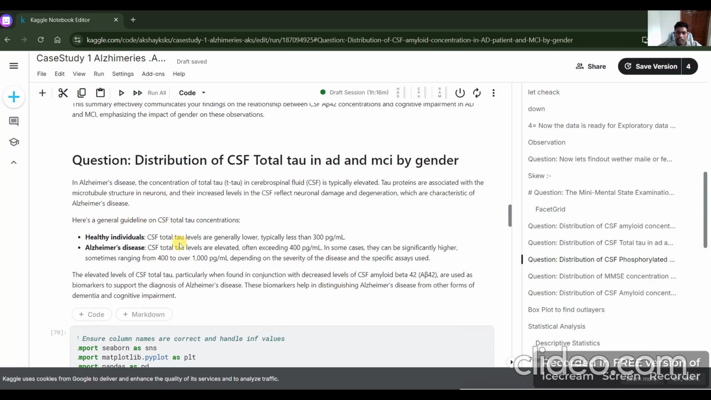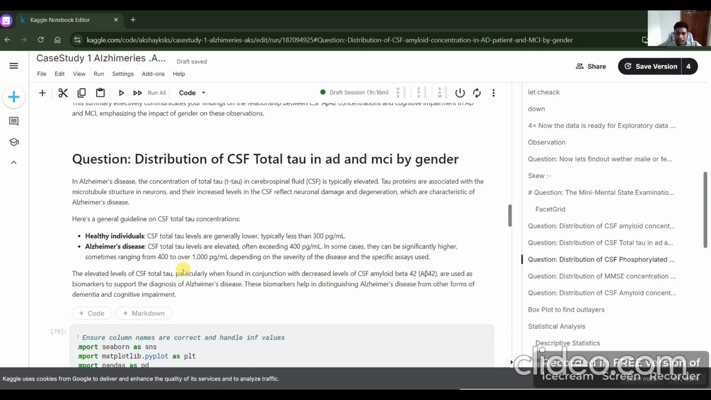Here is the general guideline for CSF total TAU concentration. In healthy individuals, CSF total TAU levels are generally low, typically less than 300 pg/ml. In Alzheimer's disease, CSF total TAU values are elevated, often exceeding 400. In some cases they are significantly higher, sometimes ranging from 400 to over 1,000, depending on the severity of disease and the specific assays used.